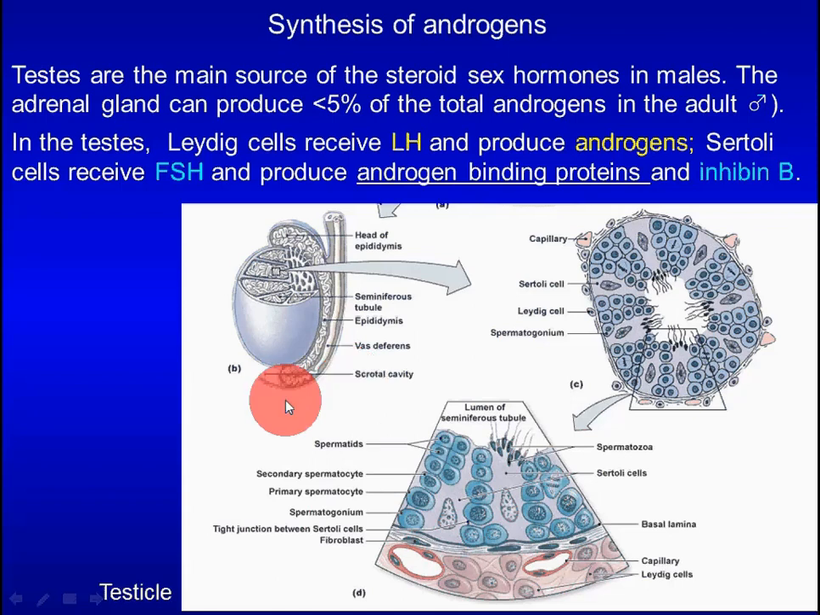Here is the testis, and this is a seminiferous tubule. And here is a cross-section. When we zoom in, we will see Leydig cells lining outside of the tubule. Sertoli cells are epithelial cells that support germ cell development. Leydig cells bind luteinizing hormone and produce androgen. Sertoli cells bind follicle-stimulating hormone and produce androgen-binding proteins and inhibin B.